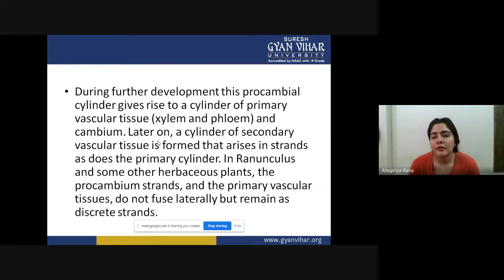Later on, a cylinder of secondary vascular tissue is formed that arises and stands outside the primary cylinder. So whenever the secondary growth time comes, they will again develop, just as the procambial activity made the first strand formation, the first cylinder formation. The same primary cylinder will give rise to a secondary cylinder in the form of secondary xylem and secondary phloem.